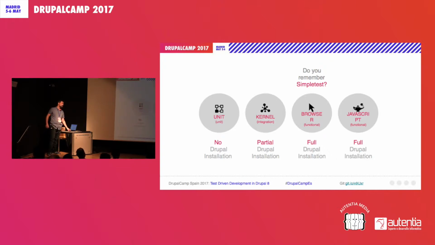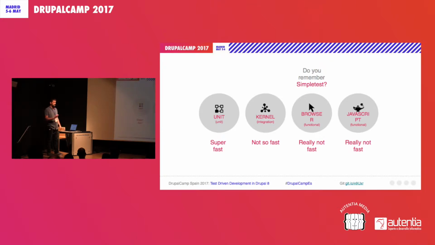So you can imagine that the difference in speed is massive. Unit tests are incredibly fast. You don't need a database, you don't need anything, you don't need caches, whatever. It's just that specific method that you're testing. So that's super fast. Kernel test is obviously not that fast because you do have to install bits and pieces of your Drupal installation, and browser and JavaScript tests are just really slow because you need to install.